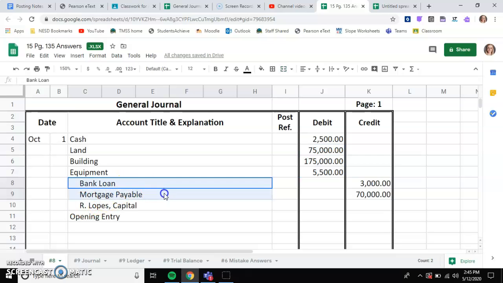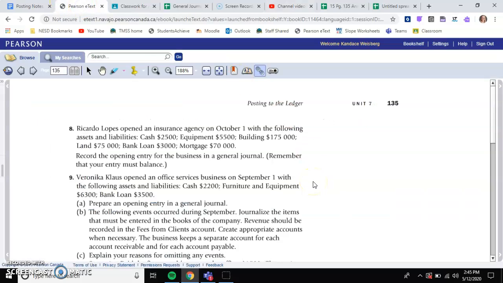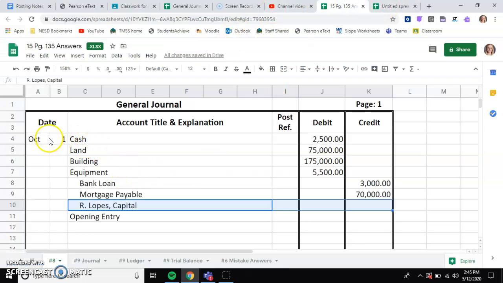Then I do my bank loan and my mortgage payable and my capital indented, and they go on the credit side. However, this capital, they didn't say anything about that in the question. And that's why it's tricky, because it says, remember that your entry must balance. So I'm going along my way, doing my opening entry, put all my debits, then I put my 2 credits. Then I have to realize, well, they had to open with capital because they started the business. So there is capital, but what is that amount?